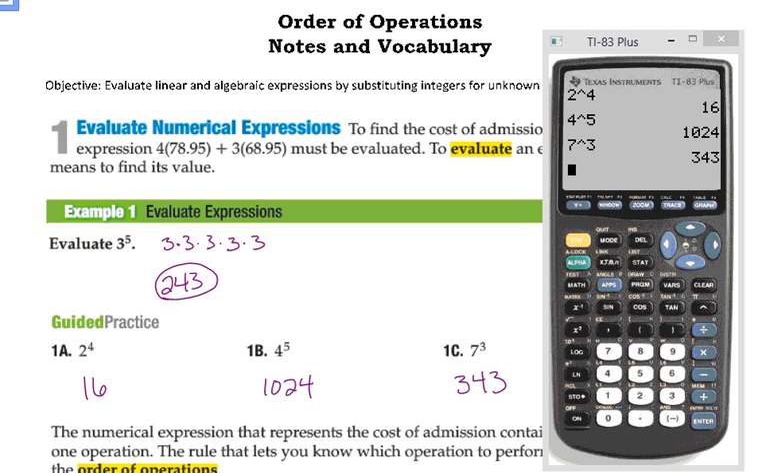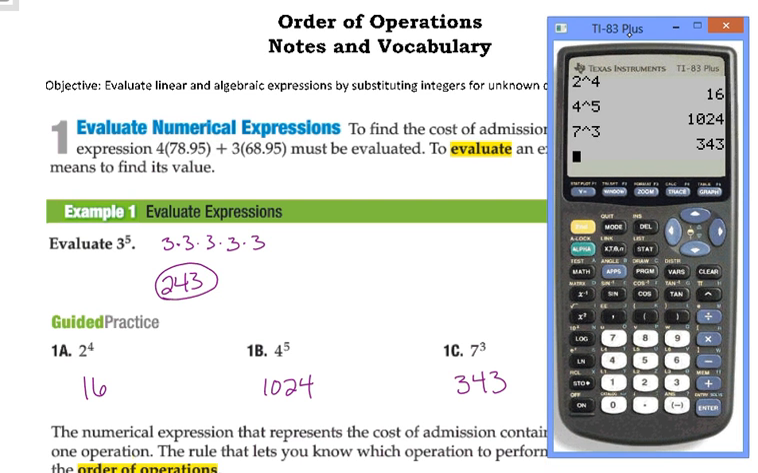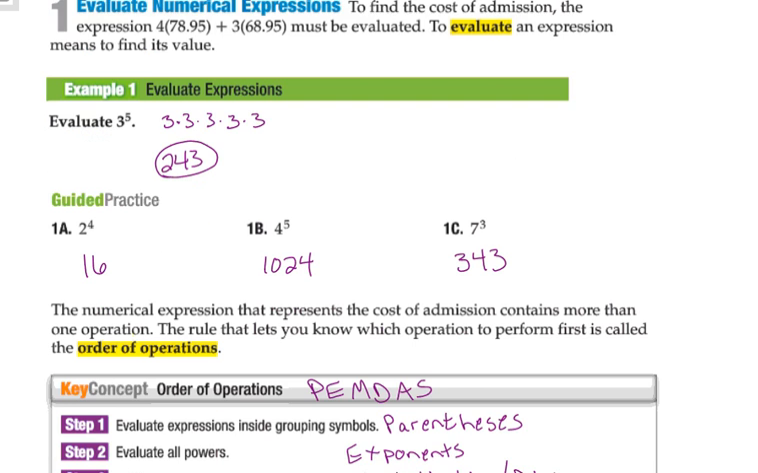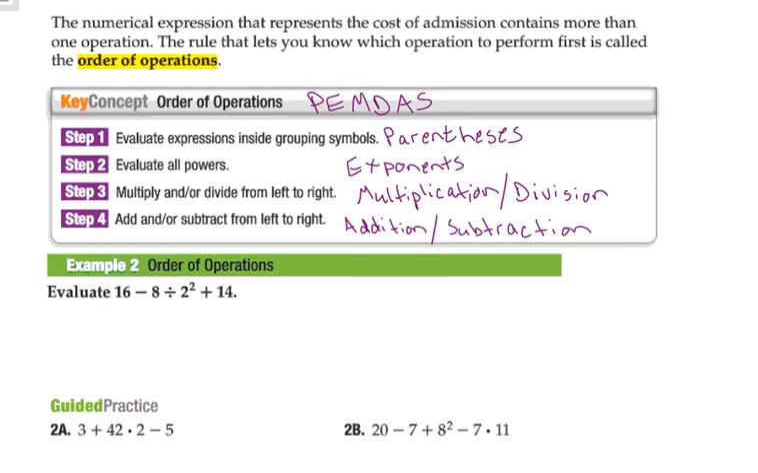That should have been nice and simple, looking at my calculator and what I got for answers using that caret button. Okay, let's look at this next section. It says the numerical expression that represents the cost of admission contains more than one operation, where we had to multiply that first piece, multiply the second, and then we added them together. The rule that lets you know which operation to perform first is called the order of operations.